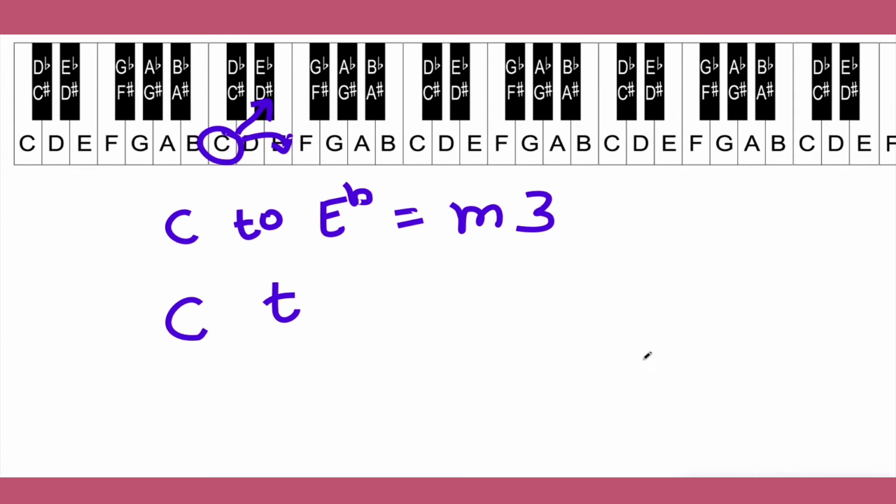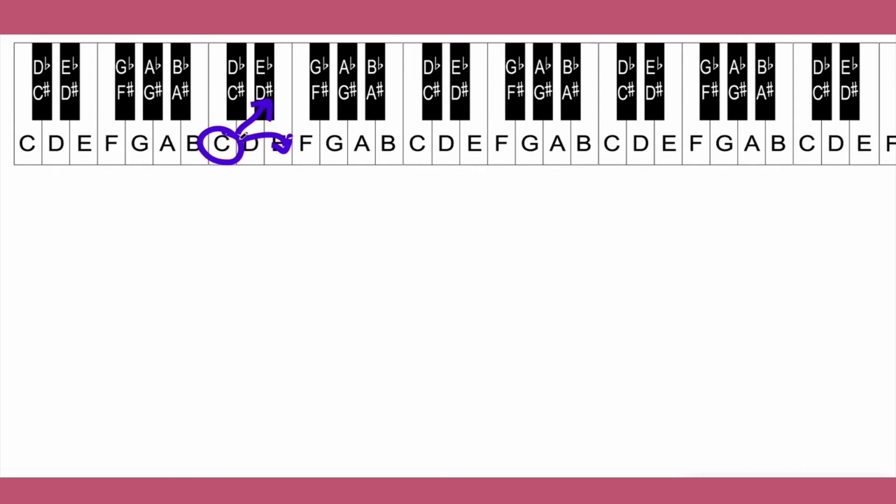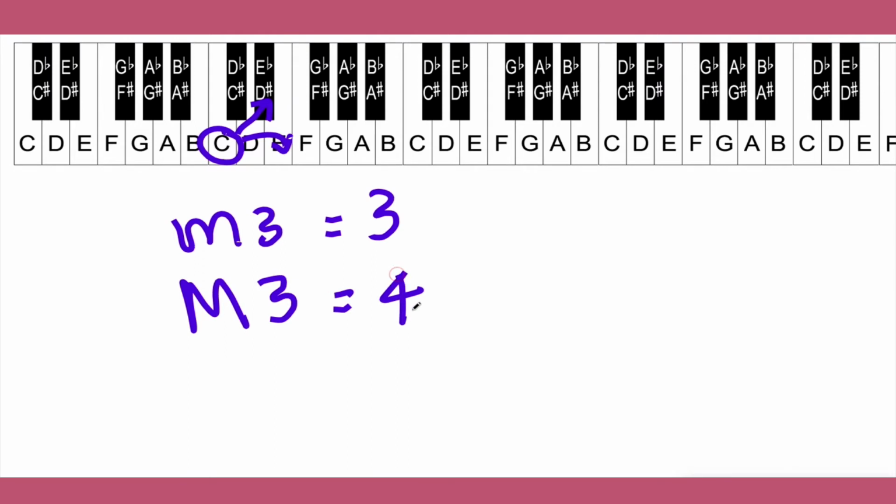Let's look at this. C to E flat is a minor third, all right? So think about this: from C to C sharp is one half step, from C sharp to D is two half steps, and D to D sharp, that is E flat, is three half steps. To get a minor third, we need three half steps, all right? To get a major third, we need four half steps.